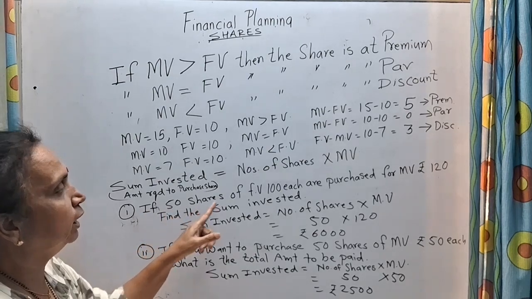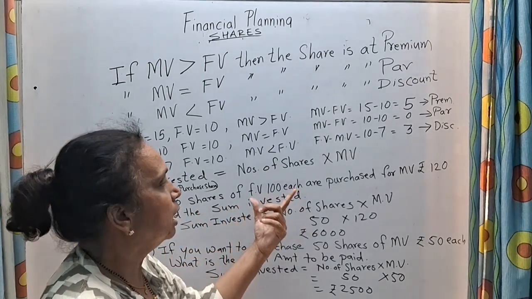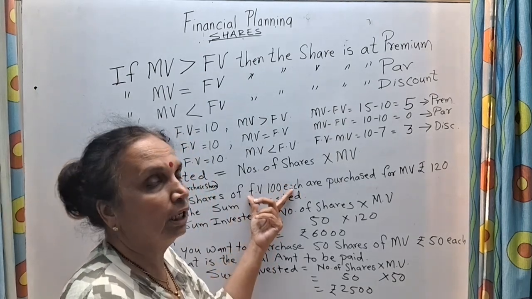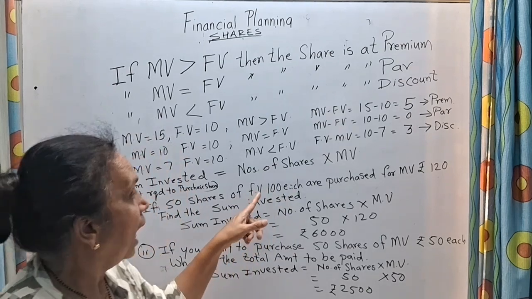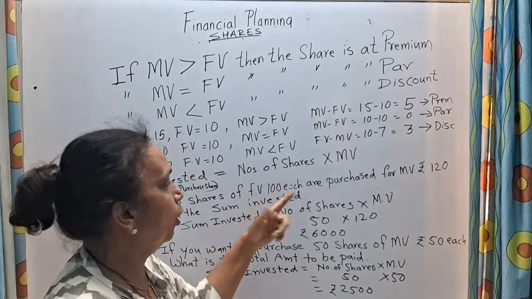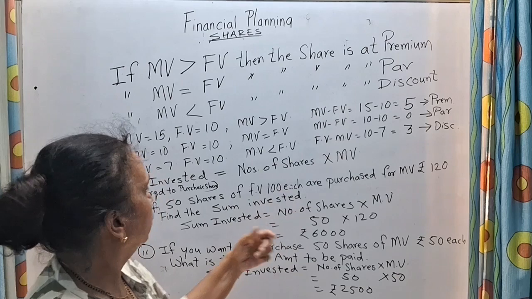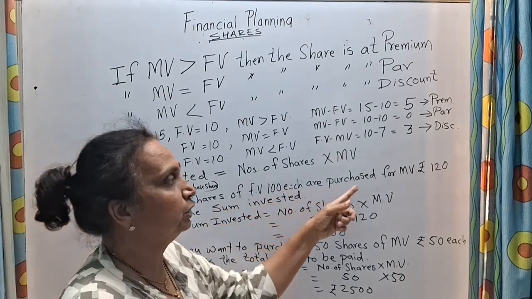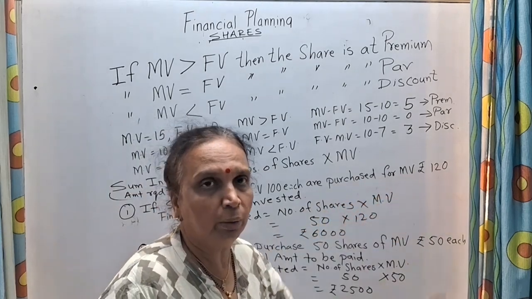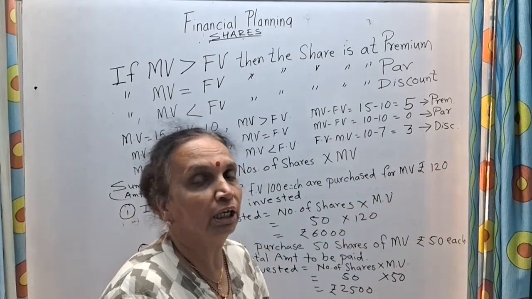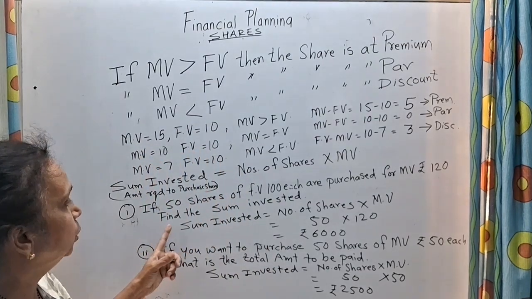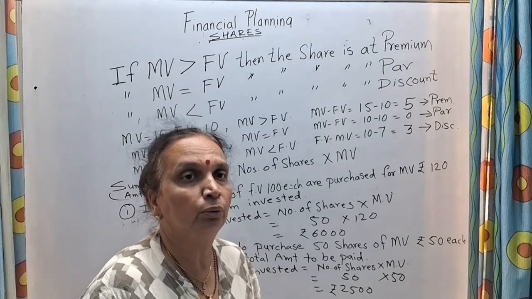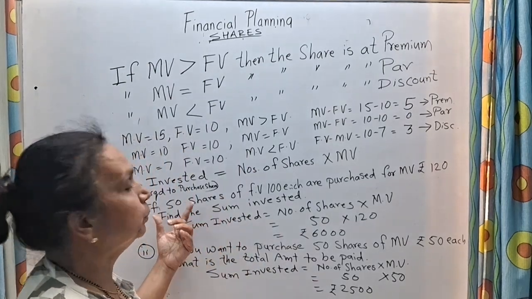If 50 shares of face value 100 each, purposely they have mentioned here face value, so the face value is the printed price on the share certificate, and that face value is 100, for one share it is 100. Okay, 50 shares of face value 100 each are purchased for market value rupees 120, and the market value for the share is 120, and they have asked you how much, find the sum invested. So how much amount are you going to require to purchase these 50 shares?